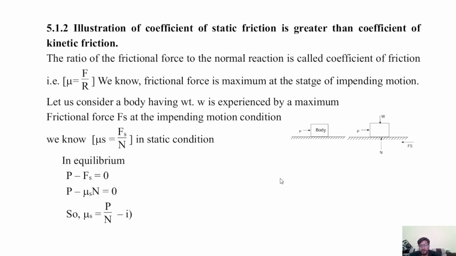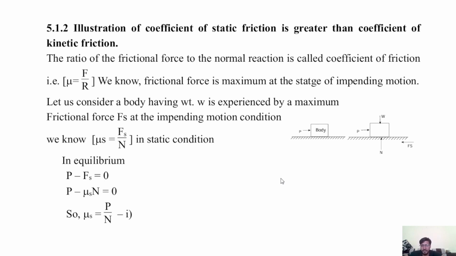We want to illustrate that the coefficient of static friction is greater than the coefficient of kinetic friction. That means the friction force in static condition is greater than the friction force in dynamic or kinetic condition. The ratio of the frictional force to the normal reaction is called coefficient of friction. Example: mu is equal to F by R.